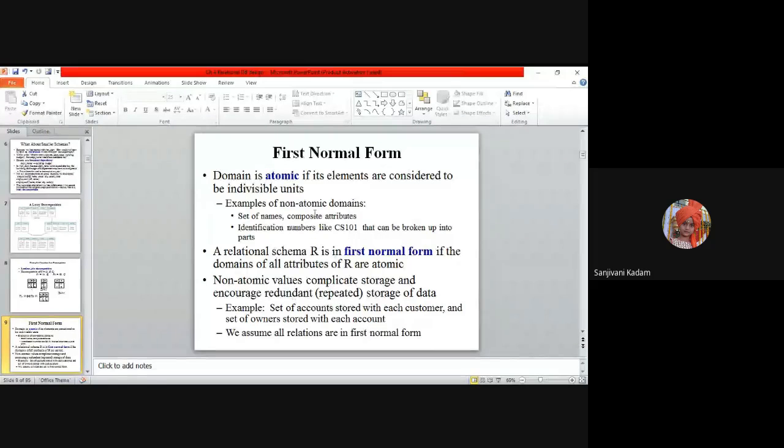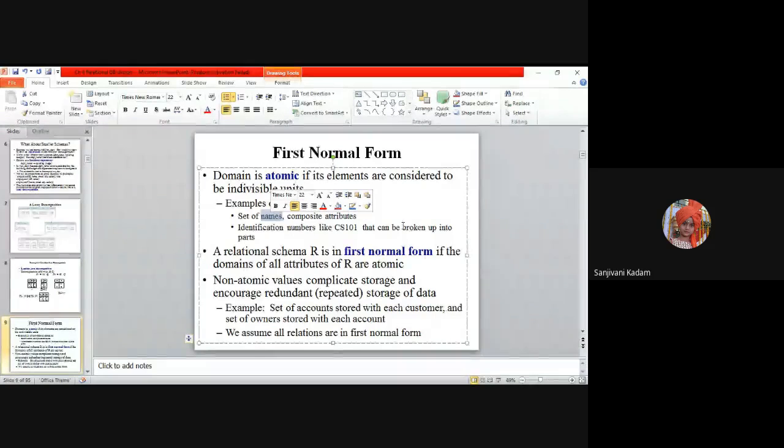For example, if we take the ID of a student, that ID cannot be divided further. Whereas a name can be decomposed into first name, middle name, and last name. That's why I would say name is a composite attribute, whereas ID, Aadhaar number, and phone number are atomic in nature, which we cannot divide further. So we can say a relation is in first normal form if all its attributes are atomic in nature.